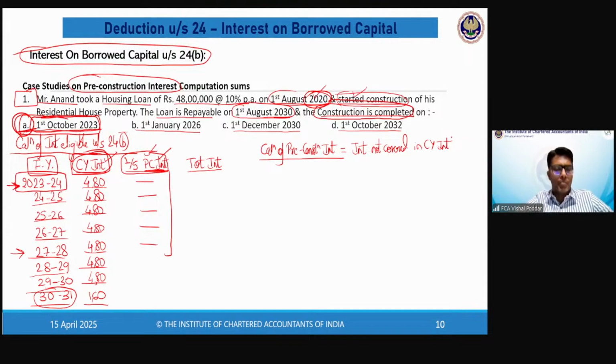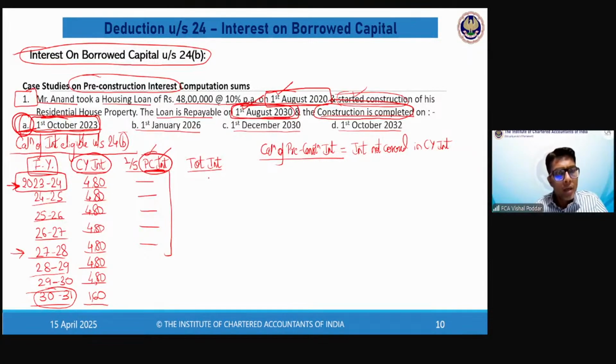See, the logic is simple. Please understand the logic. You will be paying interest starting from 1st August. That is the date when you have taken the loan, correct? From this date to this date, you are paying interest, correct? Loan taken, loan repaid. You agree to this? Your interest will be exactly for this 10 years period. Now, this 10 years period interest, as per the law, is broken up into two categories. One is current year and one is pre-construction. So you can get deduction of only 10 years interest logically because you are paying 10 years interest only.